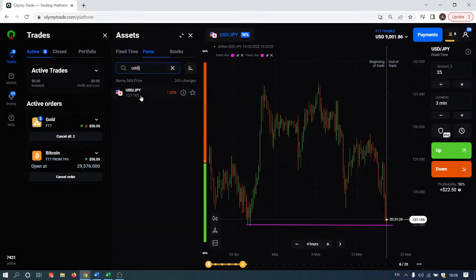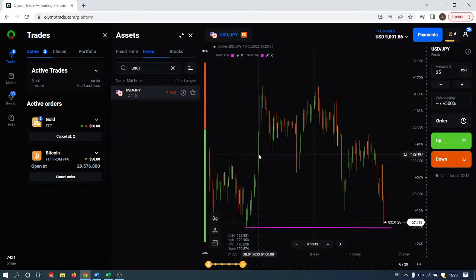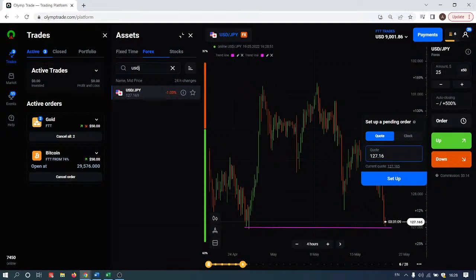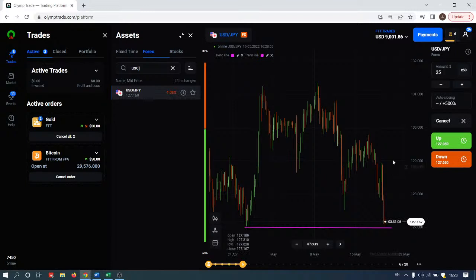So we go here, we go to the Forex mode, we select the USD JPY asset FX, and so here is where I want to place my pending order. So it's 127.05, 0.4 or 0.5. So I select it here. I press setup, and now I can choose the amount. Okay, so let it be $300.